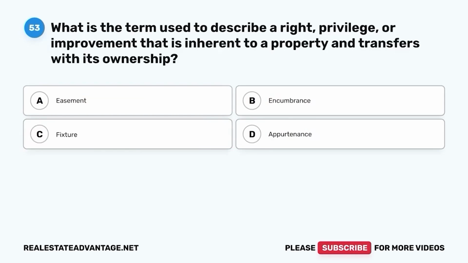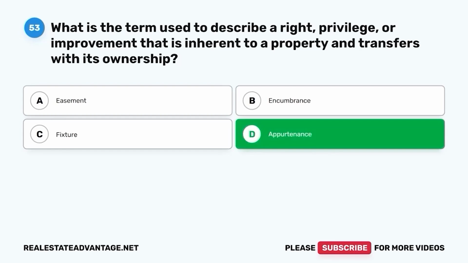Question 53. What is the term used to describe a right, privilege, or improvement that is inherent to a property and transfers with its ownership? A, easement. B, encumbrance. C, fixture. D, appurtenance. The correct answer is D, appurtenance.